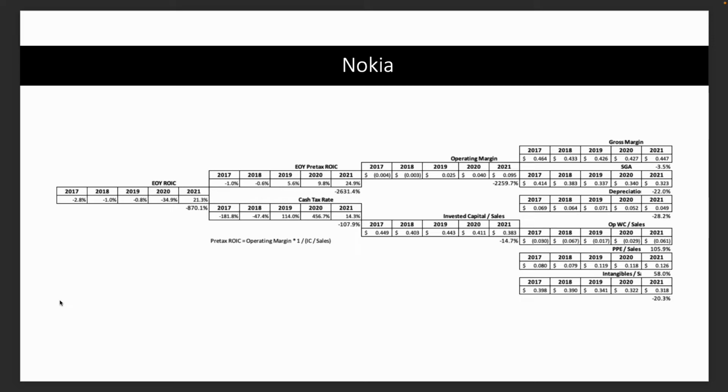All right, that's the ROIC tree analysis for Nokia. Questions about the ROIC tree? Hopefully everybody was able to do something similar to that in your write-ups. Okay.